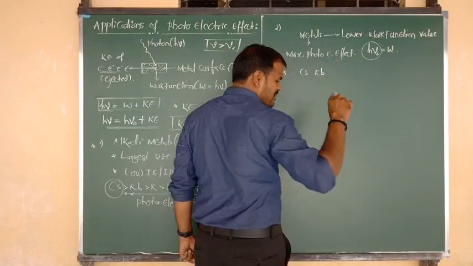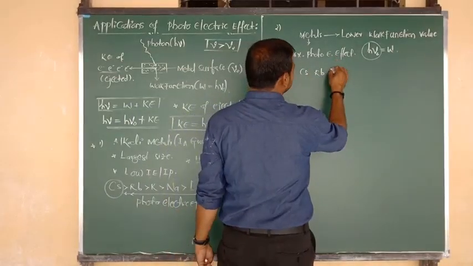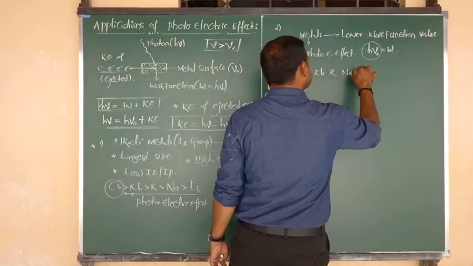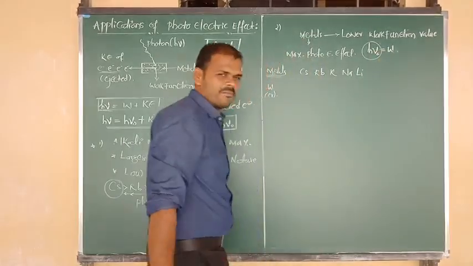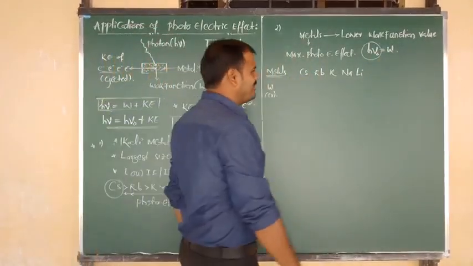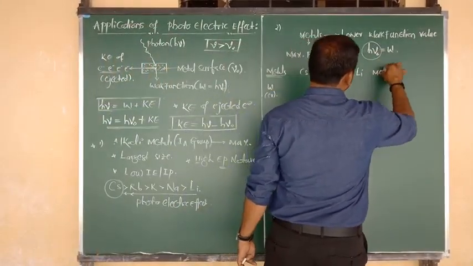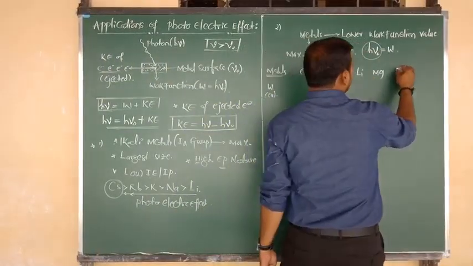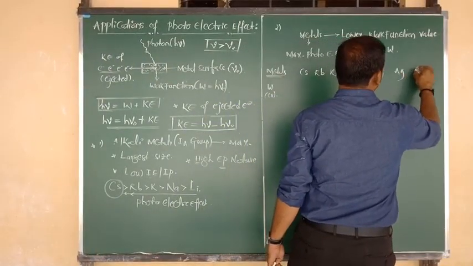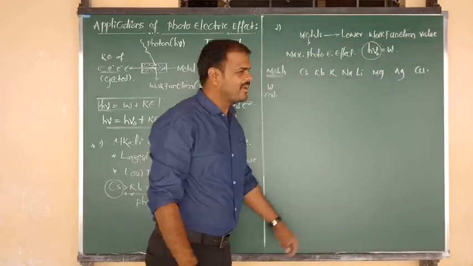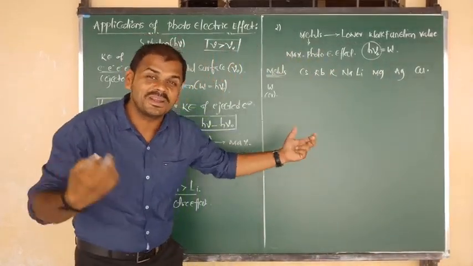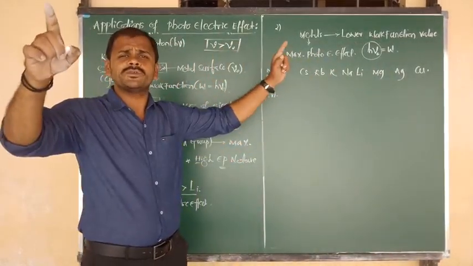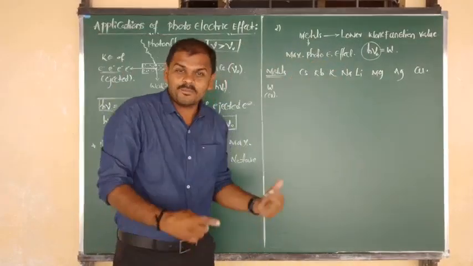Next metal I am going to provide is rubidium. Next one is potassium. Next one I am going to consider is sodium. Next one I have written here is lithium. Next I am going to write magnesium. Next I am going to write one D block metal, silver, and also another D block metal, copper. Both S block and D block are metals, but the most electropositive are S block. After that I have taken both D block metals.